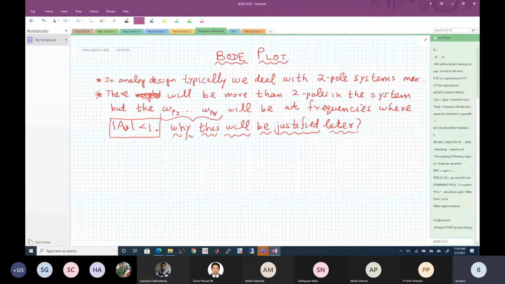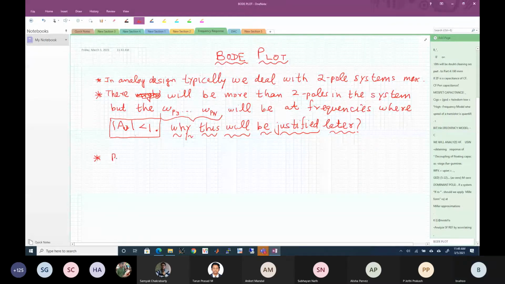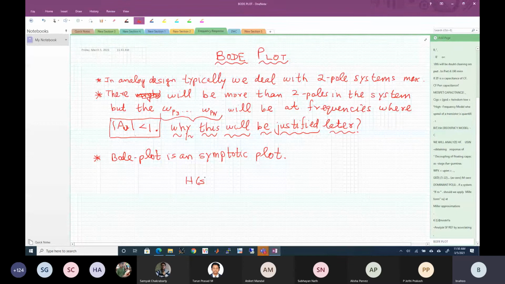Now, the next thing that I wanted to say is that Bode plot is an asymptotic plot. Okay, so we'll explain what that plot means. In order to understand that, we will write a transfer function H of s in this manner.